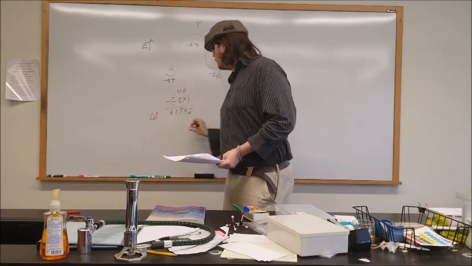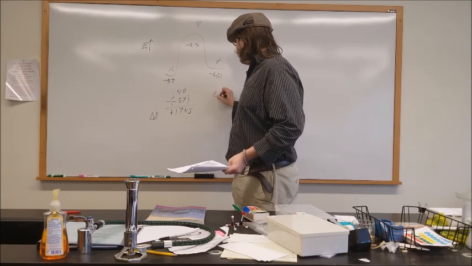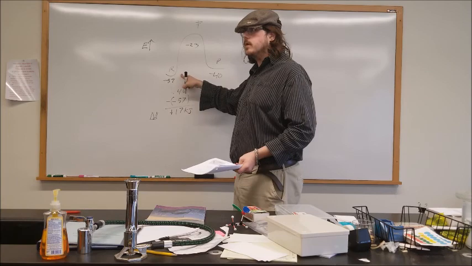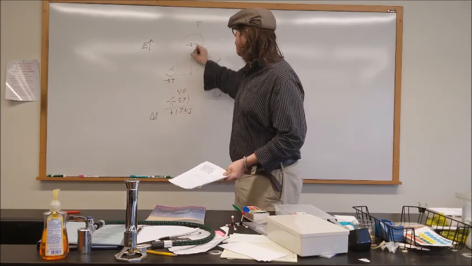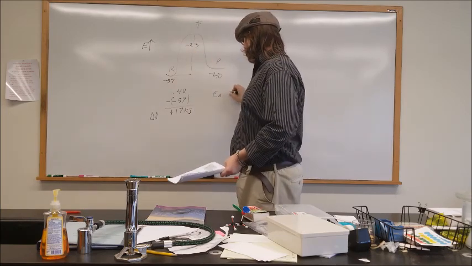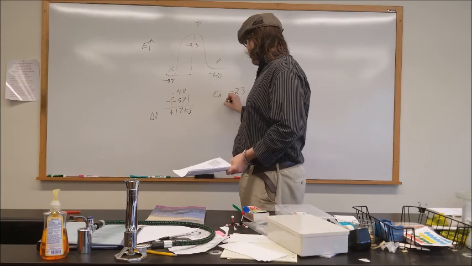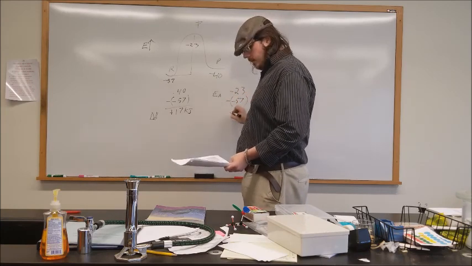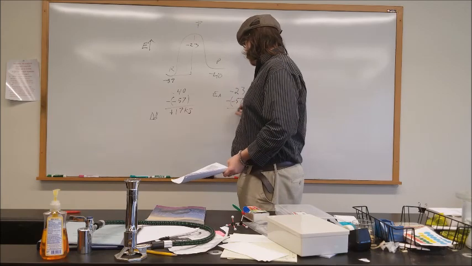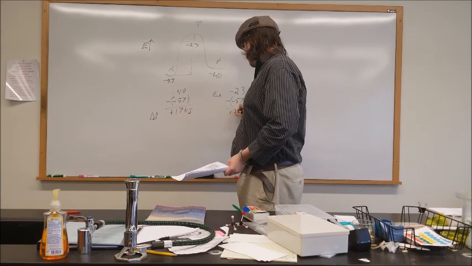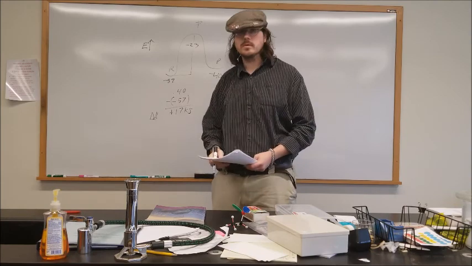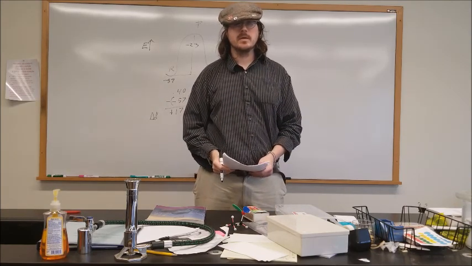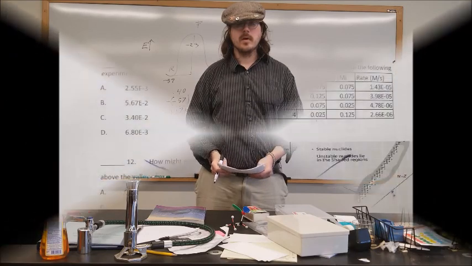Our activation energy is the difference from our starting point and the highest point. How much energy does it take to get up to that peak? So negative 23 minus a negative 57 gives us the activation energy is positive 34 kilojoules. And obviously, the activation energy would be less going the other way.